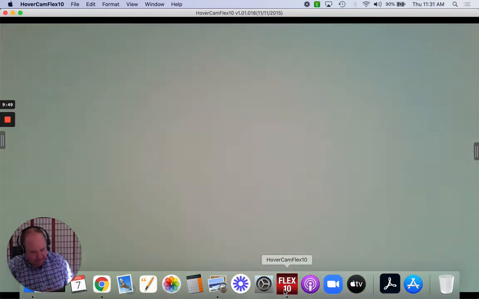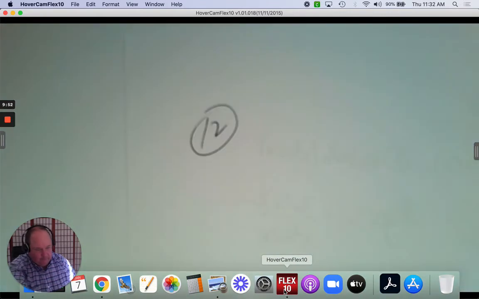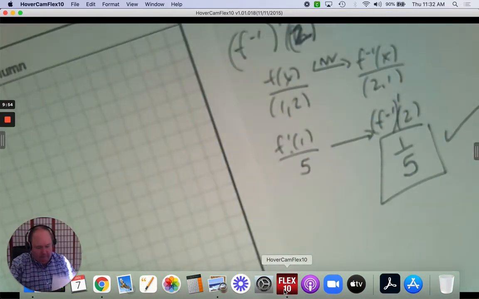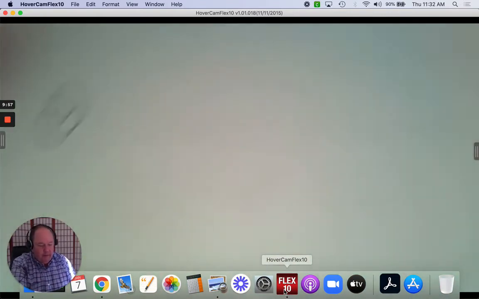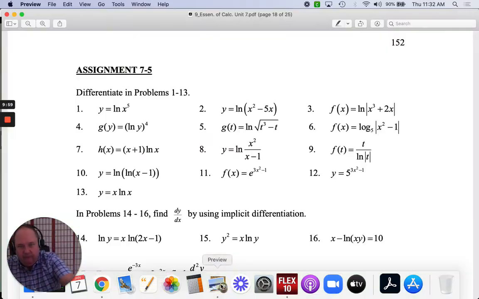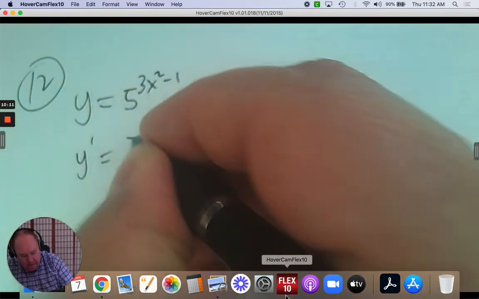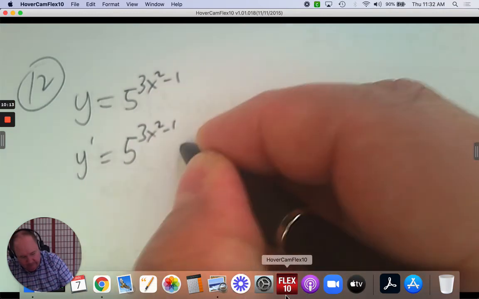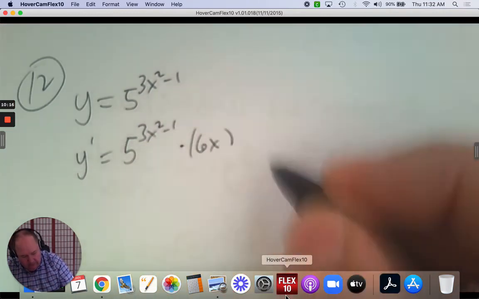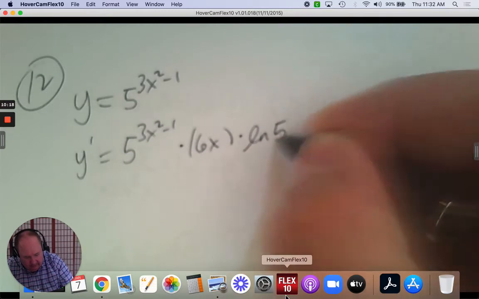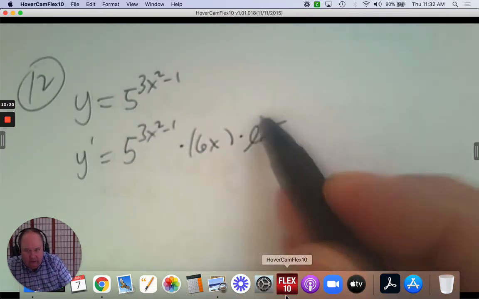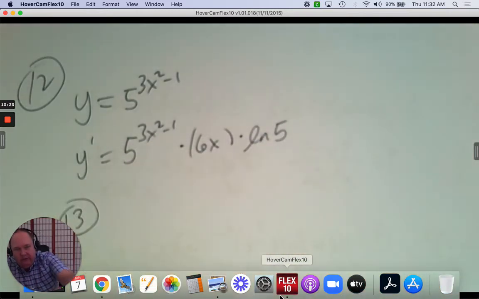Number 12. We have another exponential. y equals 5 to the exponent 3x squared, take away 1. The derivative of that, you copy it, and then the derivative of the exponent, and because the base is not e, you need the extra hook on ln 5.